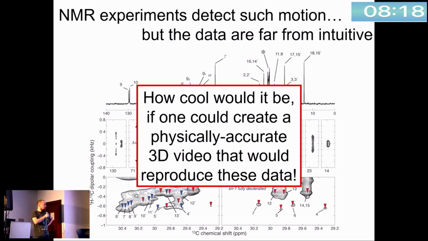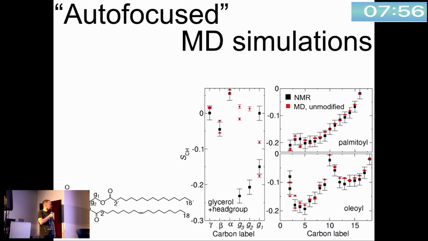So we asked the question, wouldn't it be cool if we can take this data, this NMR data, which we know is super precise, and we could somehow create a video, 3D video, that reproduces exactly this data, so that we can use the video to actually reasonably interpret what's happening in these NMR experiments. And that's what we call the out-of-focused MD simulations, because MD simulations, as they come in a package, they will actually not reproduce this data.